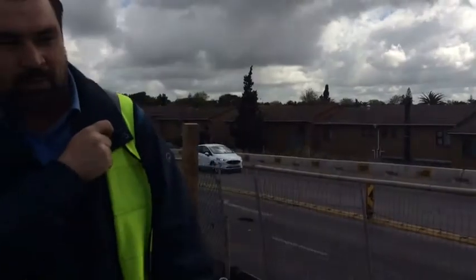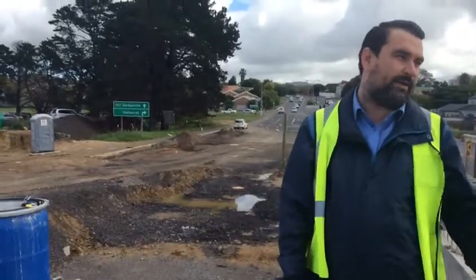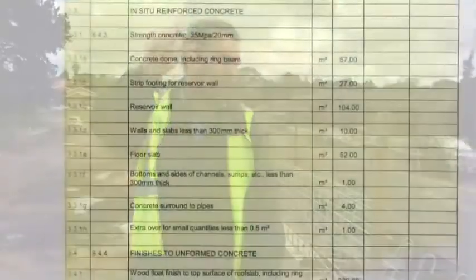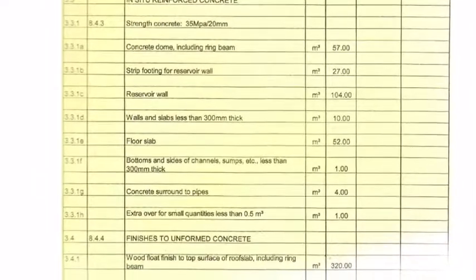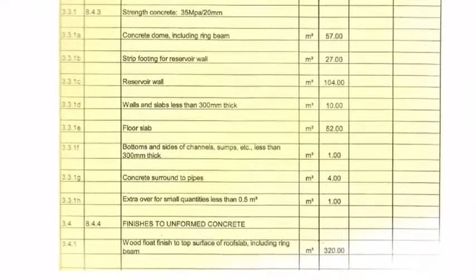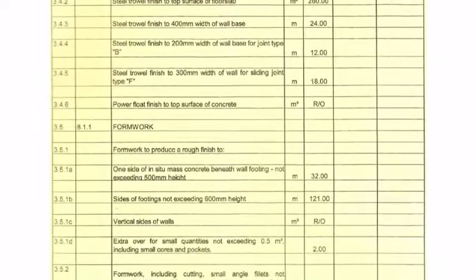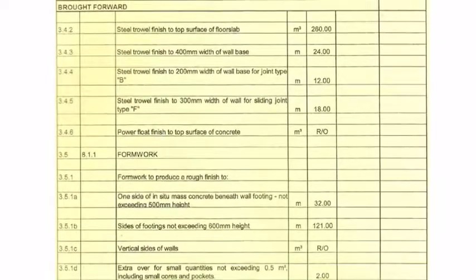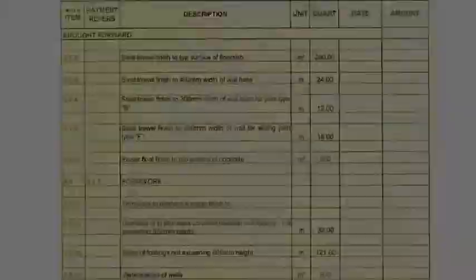Another difference we observed was that the finishes on narrow width were measured in linear meter, but in the SANS 1200G document, finishes on narrow width is not measured separately from other surface finishes and therefore should be measured in meter square.